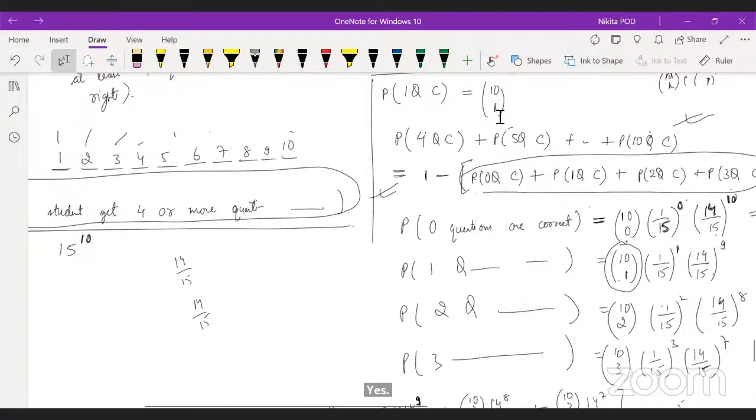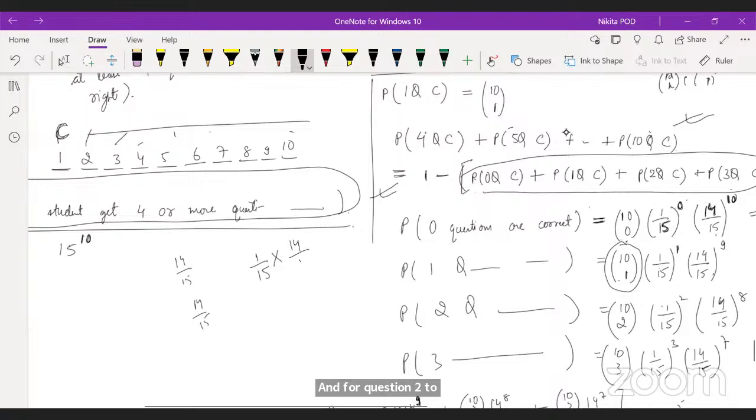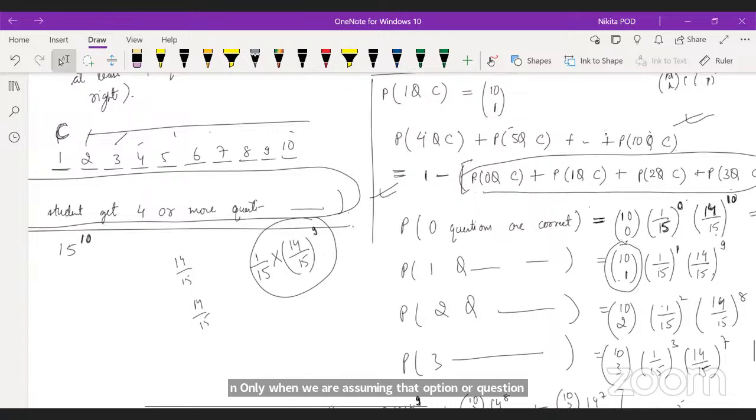Now, if you have one question to be correct, let's say question 1 is the one the student marked correct and everything else is incorrect. For question 1 to be correct, the probability would be 1 by 15. And for questions 2 to 10 to be incorrect it is 14 by 15 to the power 9. We have done this only assuming question number 1 is correct, but this can happen in 10 different ways. You can have question 2 correct and the rest incorrect, or question 3 correct and everything else incorrect. That is why we are doing 10 choose 1.